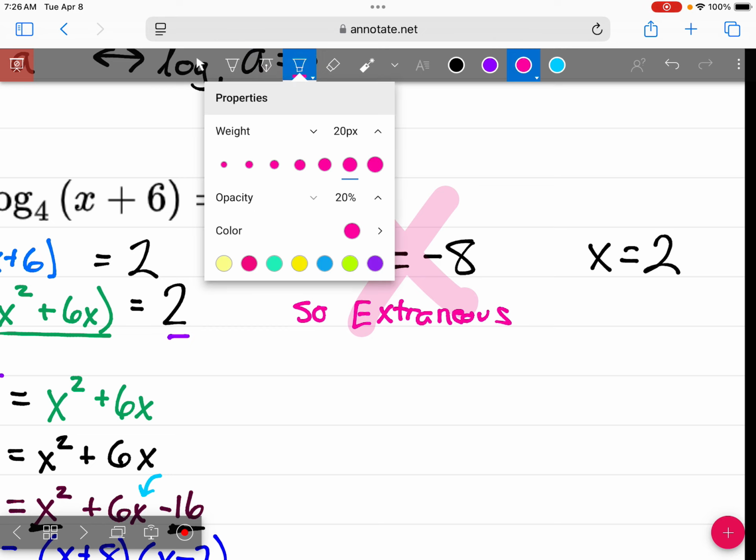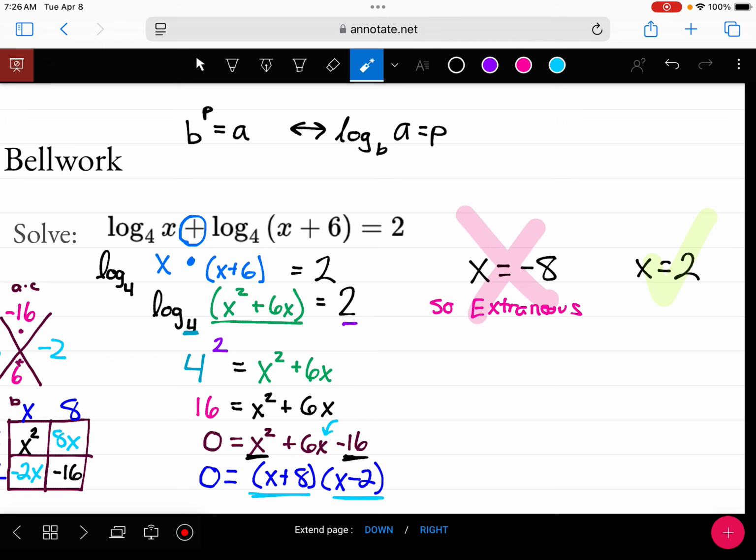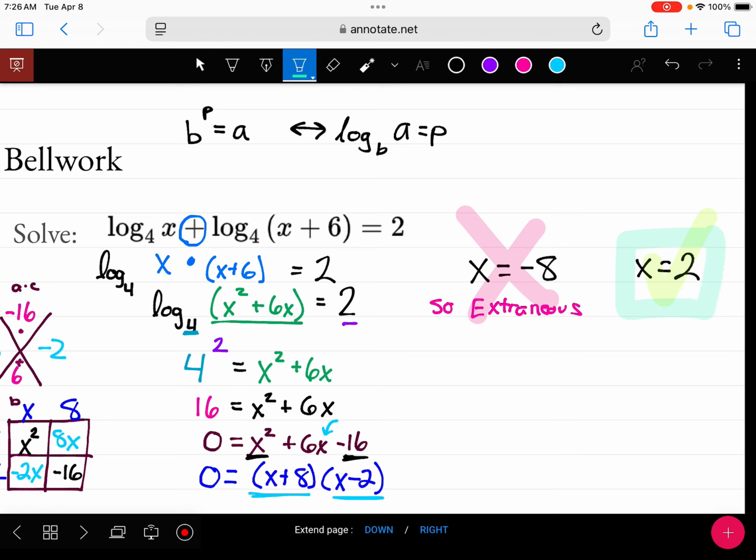What about for our positive 2? Does that check or is that extraneous? It checks. The positive 2 checks. Because if I substitute in a positive 2 here, my base is positive and my argument's positive, so that one's good. If I substitute in a positive 2 here, my base is positive, my argument's positive. We're good to go. So this guy checks. So this one is our answer. We only have one solution on this guy. And it's this piece right here.